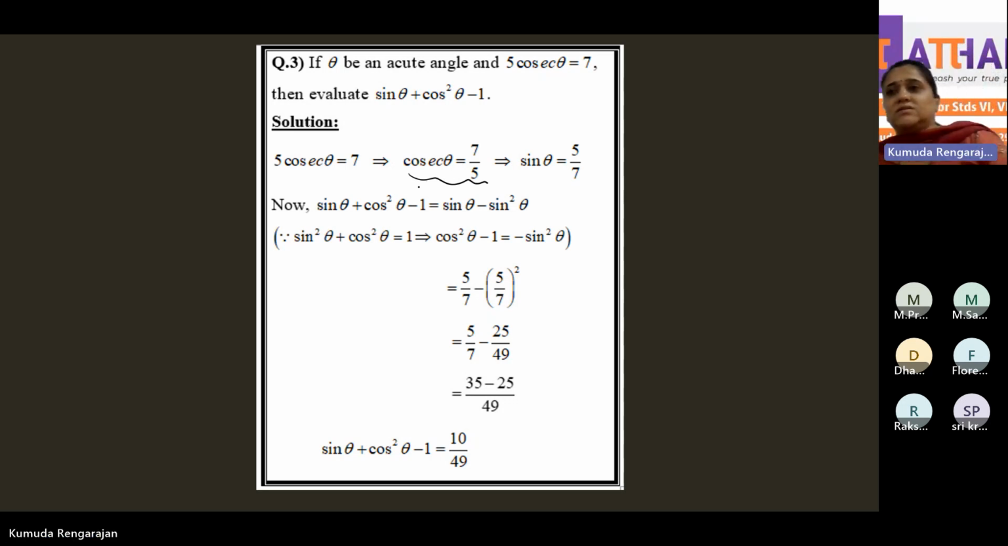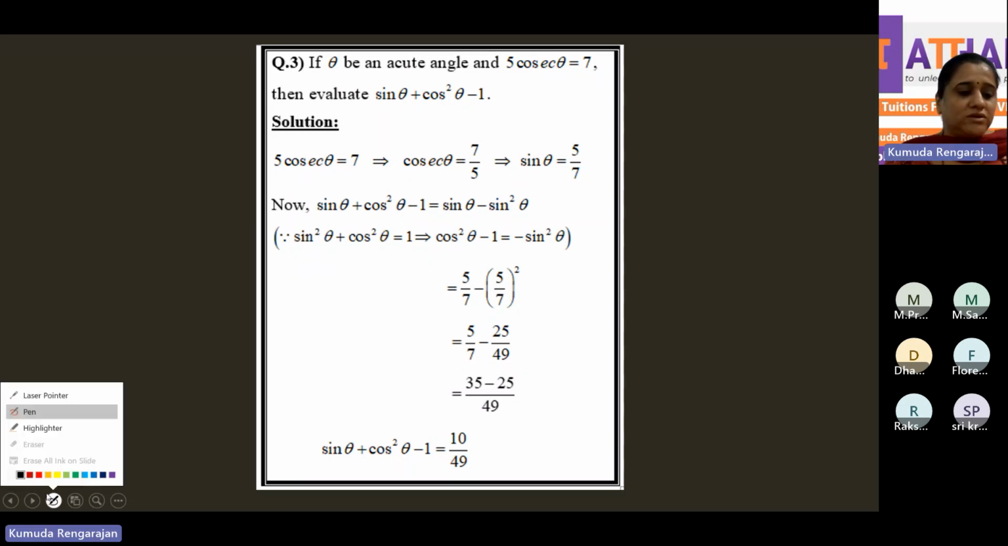So now listen carefully, children. You can use the right triangle. What we are discussing now is not on the slide. In the slide, you see the identity approach. The triangle approach, I'm telling you orally now. Cosecant theta is 7 by 5. So what is cosecant theta? Hypotenuse by opposite. So you must do it in both ways, children.